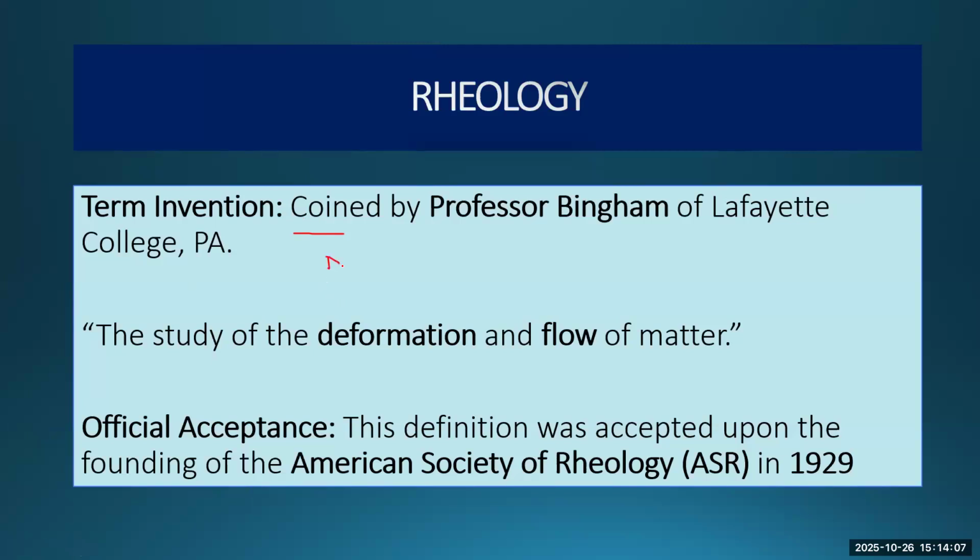If any kind of polymer or any kind of food material you have made, and you want to check the rheological properties, like its mechanical behavior. Mechanical behavior is the term which is very much important in terms of rheology. So the mechanical behavior of any food product you want to check, you can do with the help of rheology. Its official acceptance was in 1929 by the American Society of Rheology, ASR.